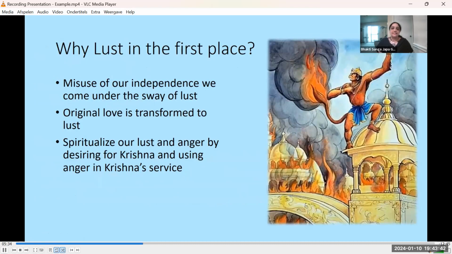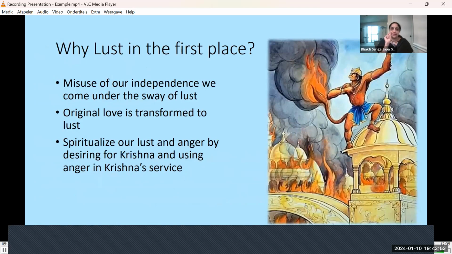We must all understand that we are parts and parcels of Krishna. So we have all the qualities of Krishna in minute quantity. Of course, we are not as great as Krishna, but in minute quantity, we possess many qualities of Krishna. Independence is one of those qualities. But when a jiva decides to misuse his independence, he comes under the sway of lust. This is what happens to all of us in this material world.